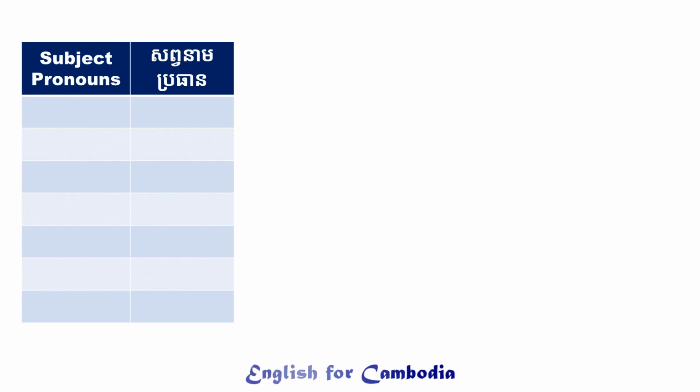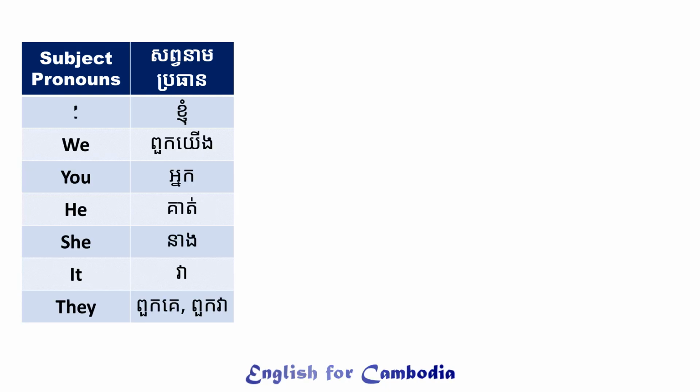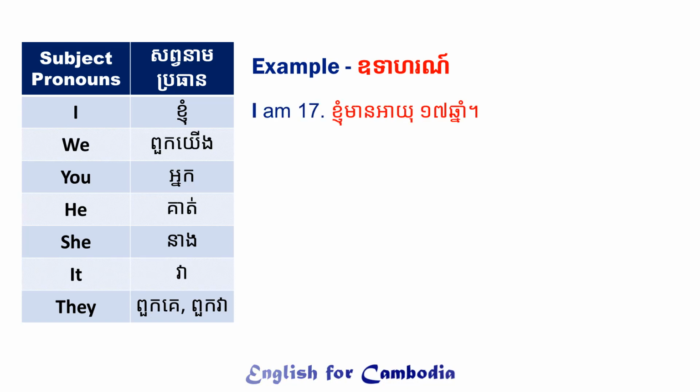Subject pronouns. I, we, you, he, she, it, they. Example: I am 17.